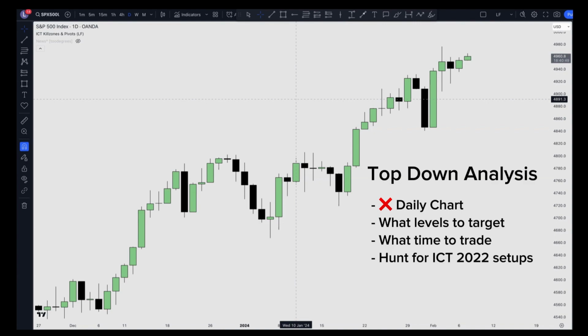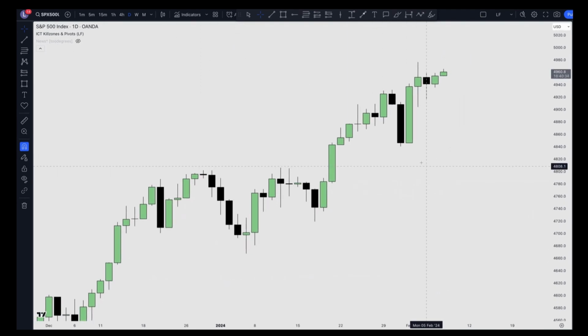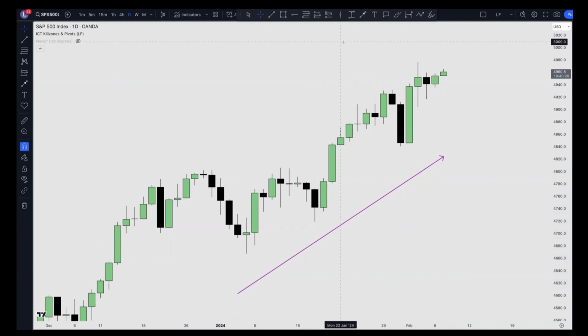ICT 2022 setups. And I think the best way to explain this is through one of my trades I took yesterday. So here we've got the S&P 500 index. You can see on the daily there just isn't too much to work with. We can see that institutional order flow has been bullish. There is a daily fair value gap that has formed here, and it's been rejecting it since the 31st of January. So for the past few days, there isn't too much to work with.